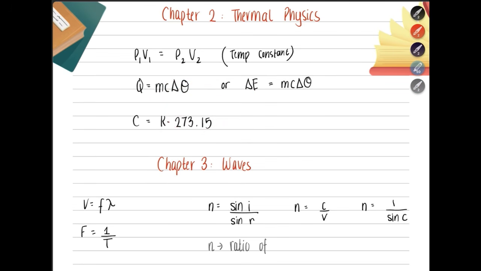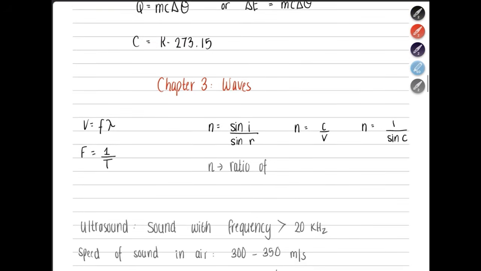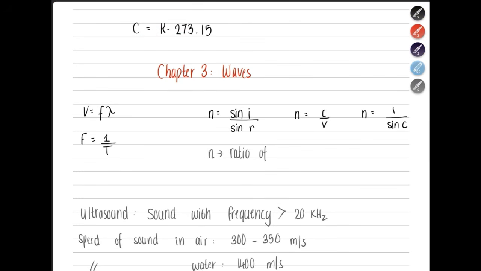If you want to convert Kelvin into Celsius, subtract 273.15 from Kelvin. And then if you want to find Kelvin, you just move this over there and add it to Celsius. Moving on, let's move on to the chapter of waves.